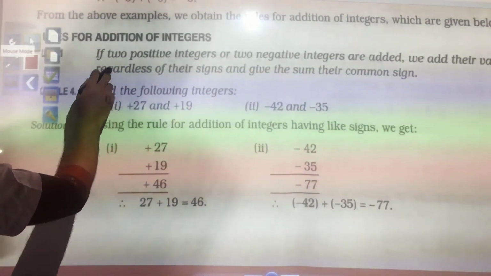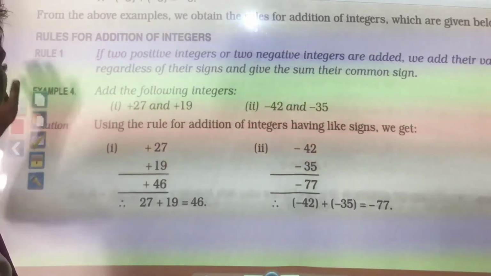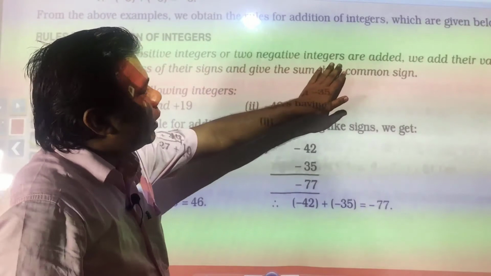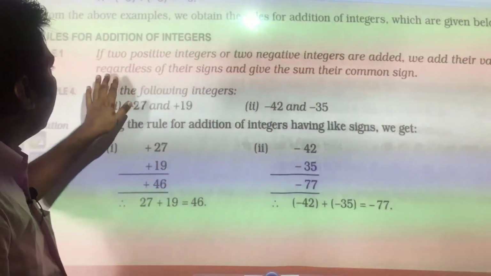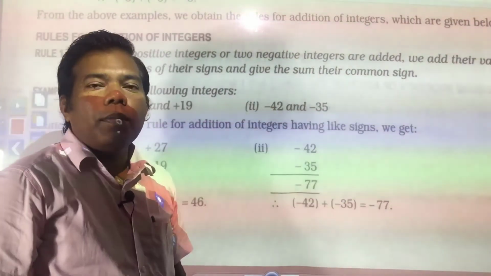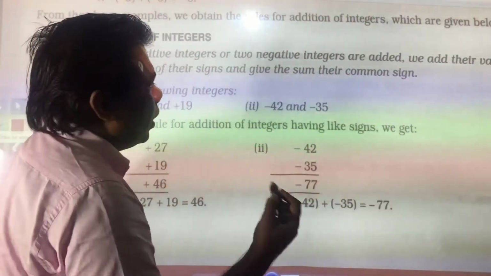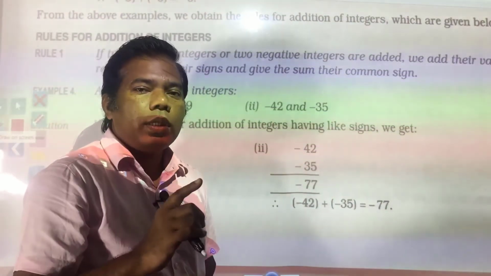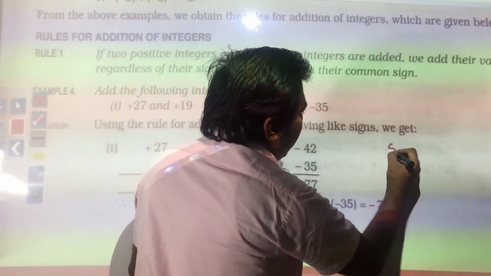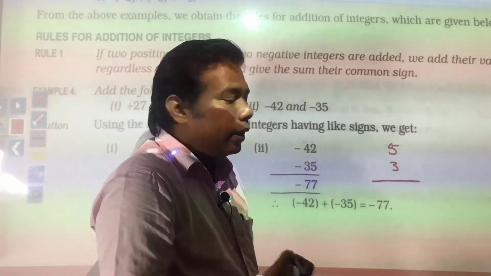What rules are there for addition of integers? Rule 1: if two positive integers or two negative integers are added, we add their values regardless of their signs and give the sum their common sign. So easy it is. Suppose you have numbers either with positive sign in both or negative sign in both. Suppose you have 5 and 3, both are having positive sign, and then you need to add.